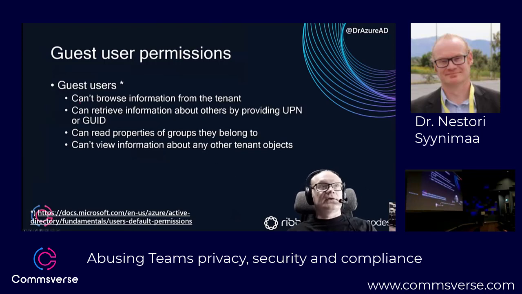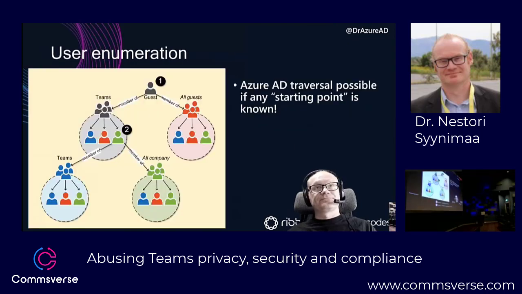But today we are interested in this one here. They can retrieve information about others by providing a UPN or GUID. So if you know someone's UPN, or user principal name, or email, or their GUID, for instance for groups, you can get all the information about those. So the user enumeration part is based on this. If you know the starting point, for instance someone's name or the group's ID, you can see.